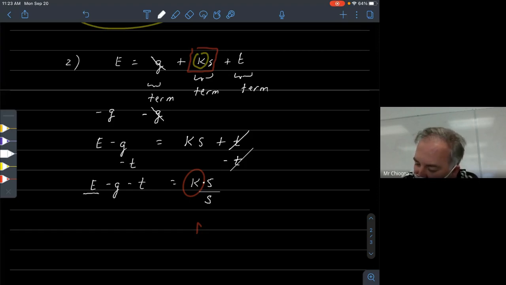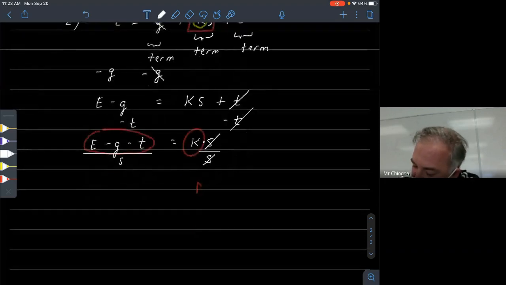The other rule is this: extend the line over the whole expression. Two or more terms are called an expression. So divide the whole expression by putting a line underneath it, and you can put the S there. Then the S will cancel out on the right, and you've got your final expression.